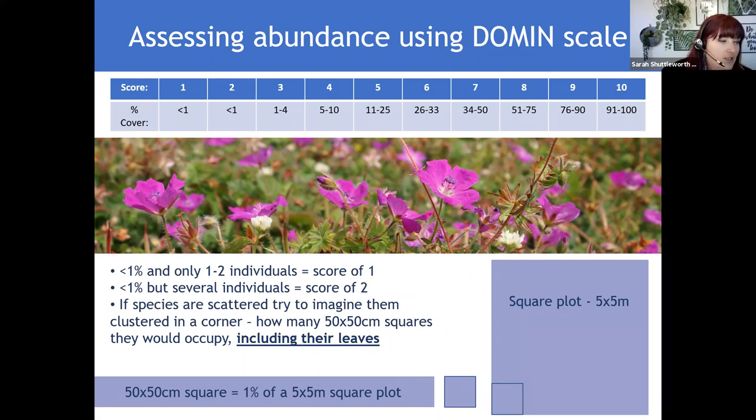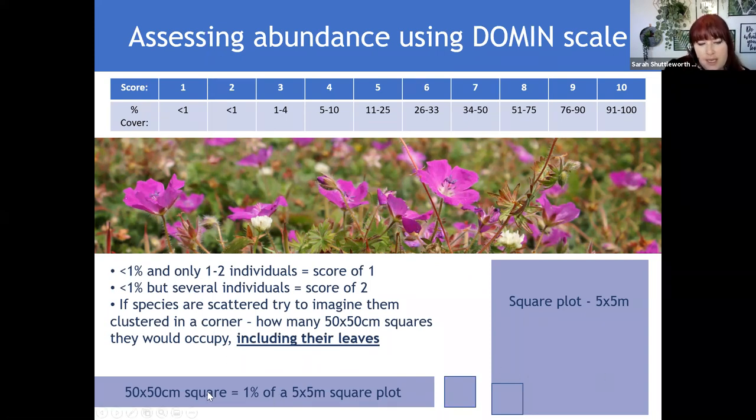But regarding noting the Domin scale, which sounds really scary but isn't, it's a simple way of estimating the amount of ground each species takes up as a percentage of the total area of the plot. So don't forget the leaves, and it's not just the space that the flowers are taking up, don't forget all the leaves. And also remember, it's worth looking underneath the larger plants in case there are some hiding beneath, as they do grow in layers.